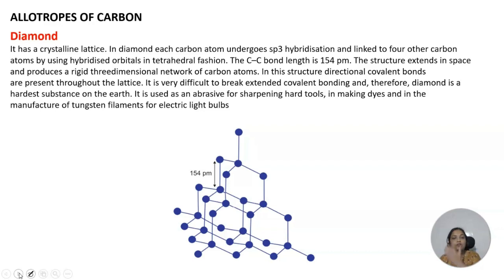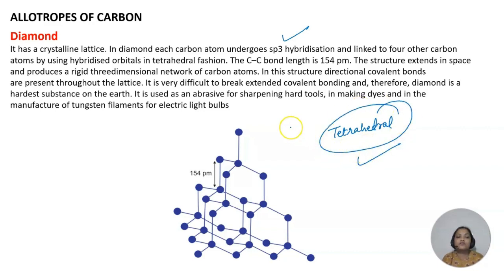Now we know there are different allotropes of carbon. So diamond is there, in which each carbon undergoes sp3 hybridization. It has a tetrahedral structure. Okay. Three-dimensional tetrahedral structure, because of which it is very hard. Okay. Carbon-carbon bond length is given as 154 picometer. So a rigid three-dimensional network is formed. All right, and that is why diamond is very hard. So you should know about its structure, the hybridization, okay, and the uses.